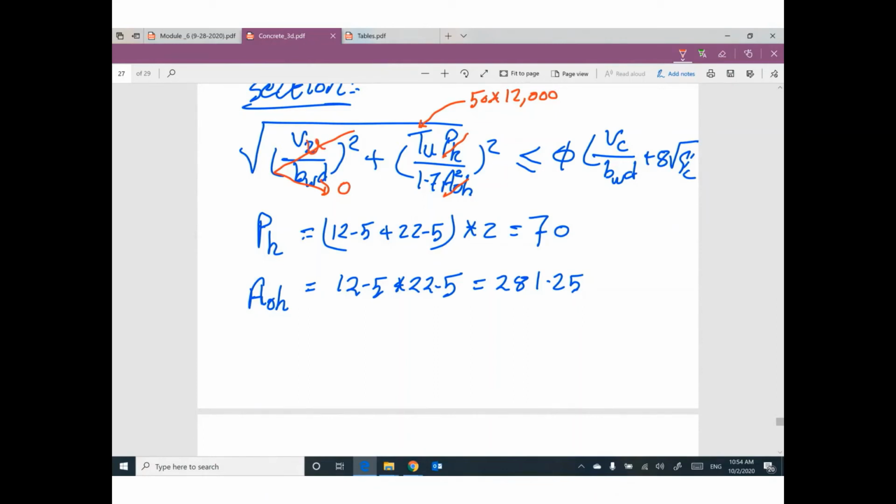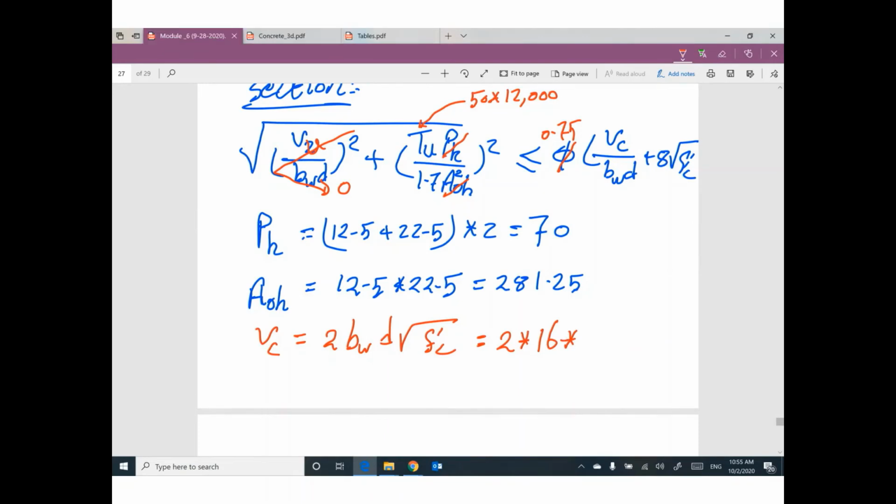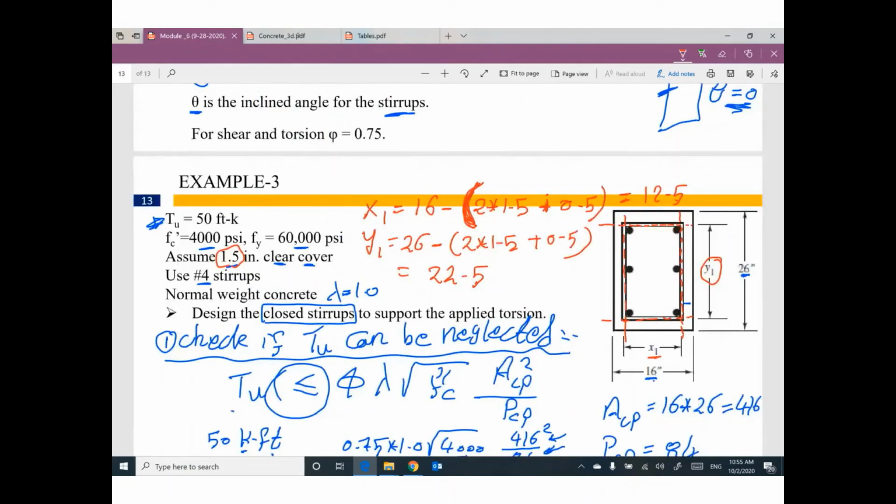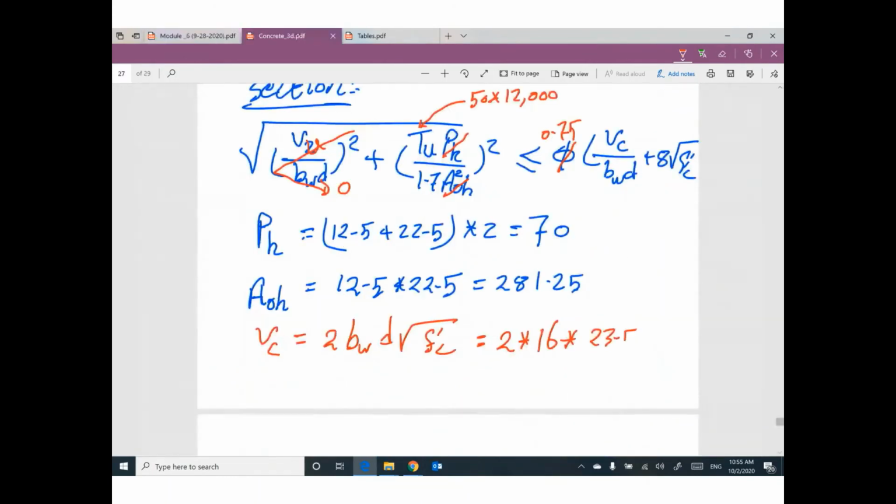This one is 0.75. Do you remember what was the value of VC? Go back to the shear: 2 times phi times web depth times square root of F prime C. That's right. If you go back, you will find this. So 2 times 16 times depth. What is the value of the depth? We can assume your depth here is 26 minus 2.5, so it will be 23.5, times square root of 4,000. So I can figure out the value of VC.